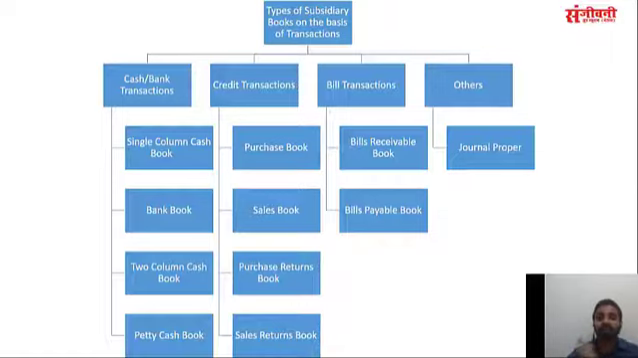Similarly, if the seller has taken the goods on credit for resale, he will also maintain a bills payable book. Okay. Then others, what are others? General purpose. So the transactions which are not recorded over here, those are recorded over there. So what are those transactions? That we will see later.